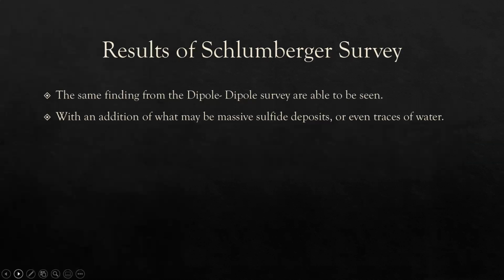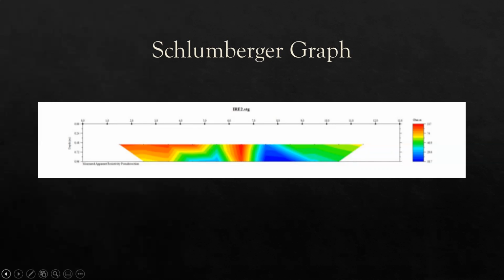So the same thing was able to be seen, except possibly the additions of a massive sulfide or trace waters. This would have been those really dark pinks and reds. That one I'm not entirely sure about. I think it's probably more going to be this trace waters. This was done early in the semester, so it was raining a lot, and that would be my best guess.